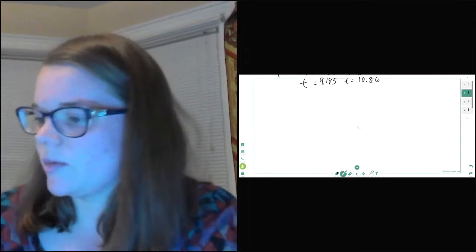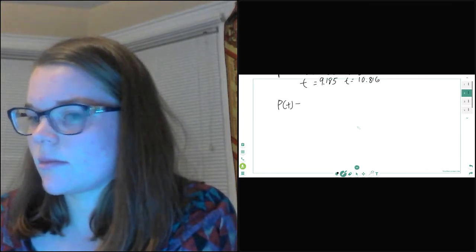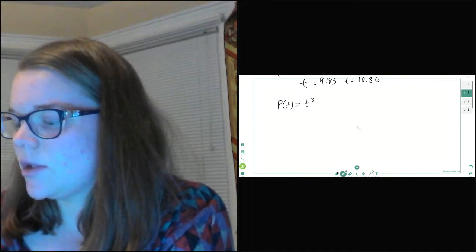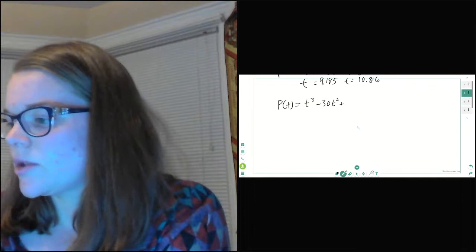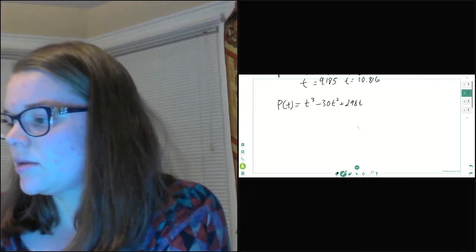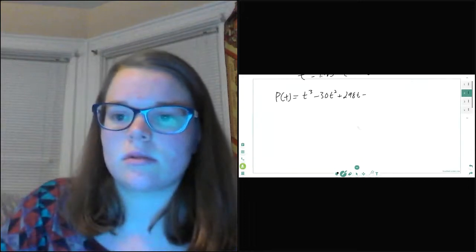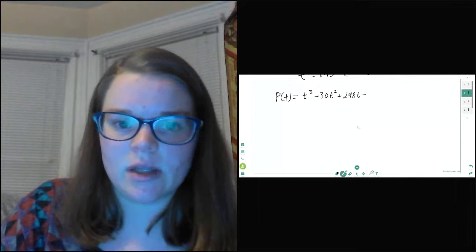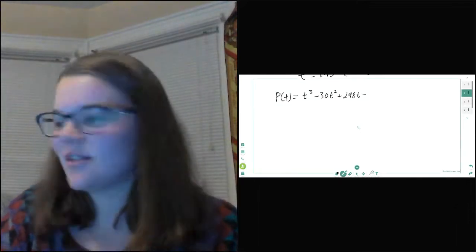So let's go down here and rewrite this before it gets too messy. So we've got P of t equals t cubed minus 30t squared plus 298t minus, let me just check, minus 976. So that's why. That's going to change our answer.